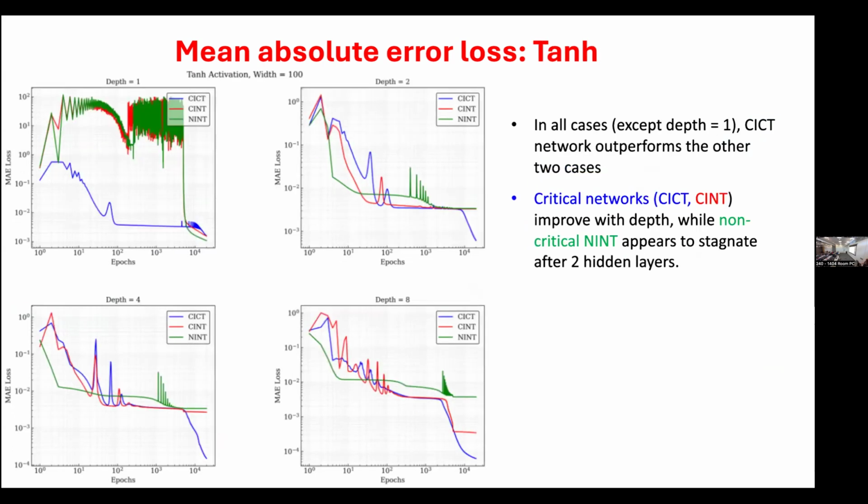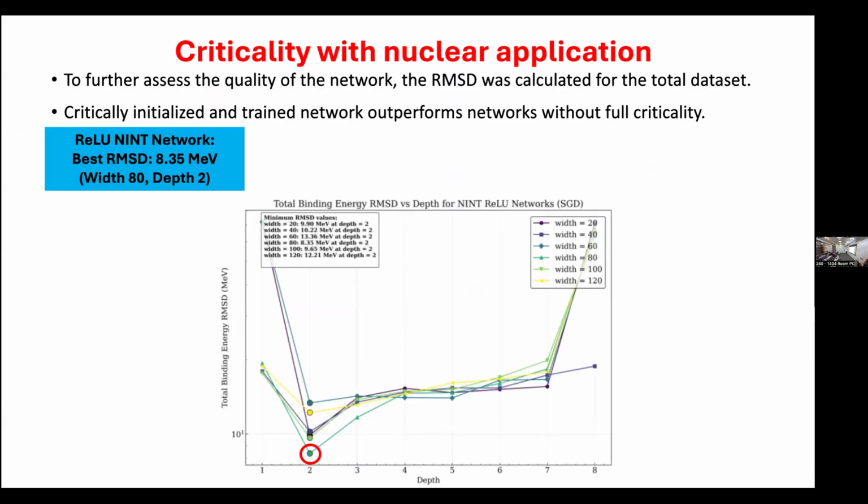If we do the same analysis with tanh, it's a little messier, but for all cases except for the very shallowest one, we end up getting the fully critical network outperforming in all cases. And we can also see that as we get deeper, so this is similar to what we were talking about before, where a shallower one with the same ratio of depth to width might do worse. As we get deeper, it's able to get a better loss value for both of the critical networks, whereas the non-critical one seems to stagnate after about 2 hidden layers.